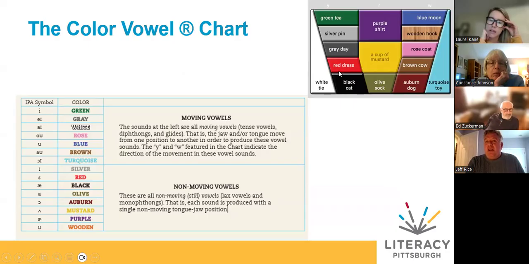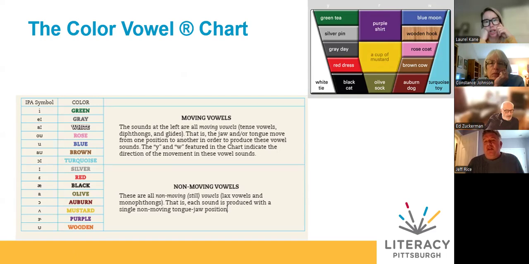So these on the left have that wide smiling lips. And as you go down, your chin opens further. On the right, circled whistling lips. And as you go down, your chin opens further. And these here are sort of in the middle. And a cup of mustard is sort of the most neutral.